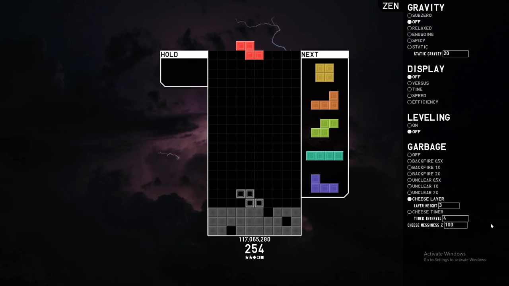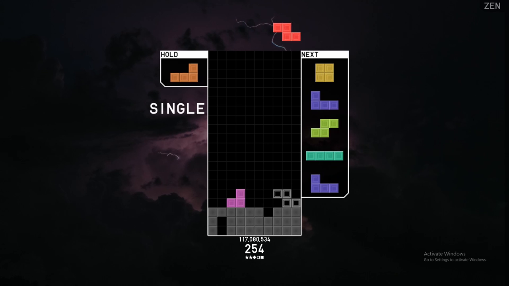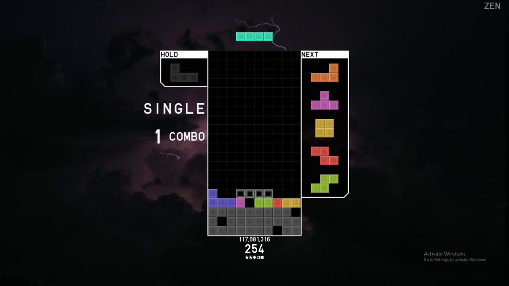A good exercise for this is setting your cheese layer to 3 and then your messiness to 100. This will force you to always try to find flat solutions because you have no idea what's going on underneath. This means that any solutions you make that are extremely spiky will be severely punished.